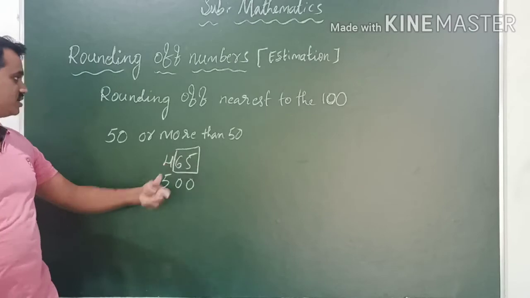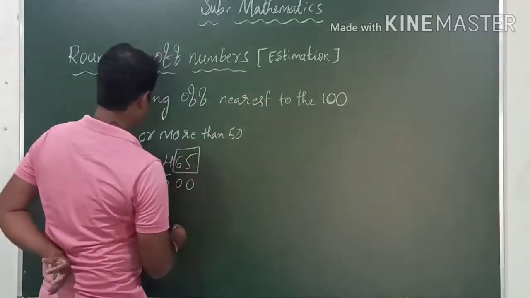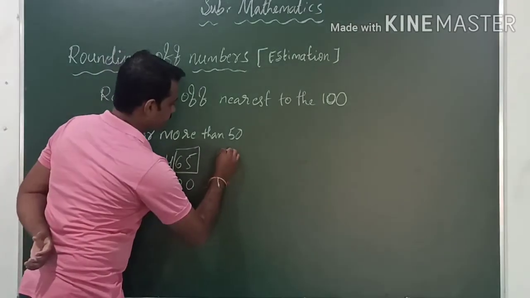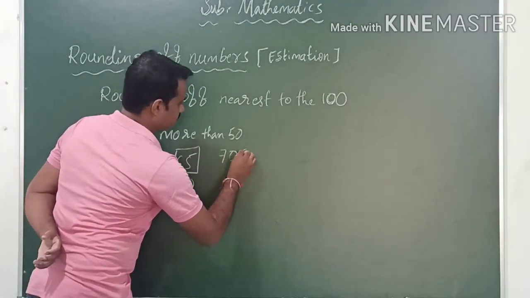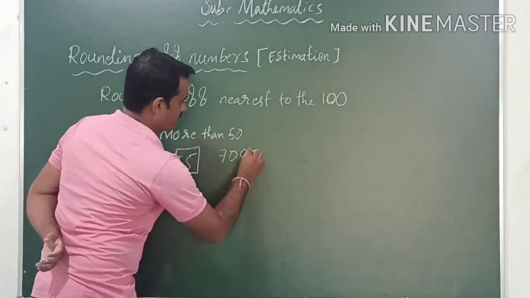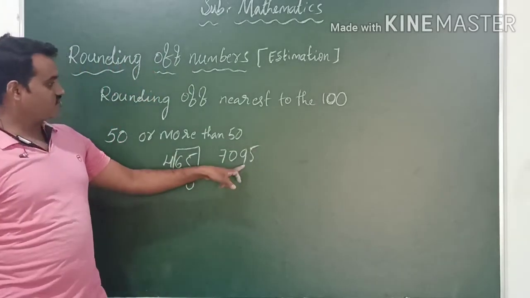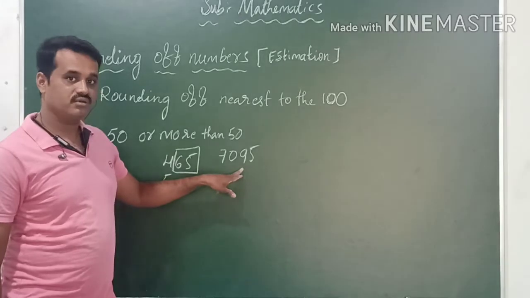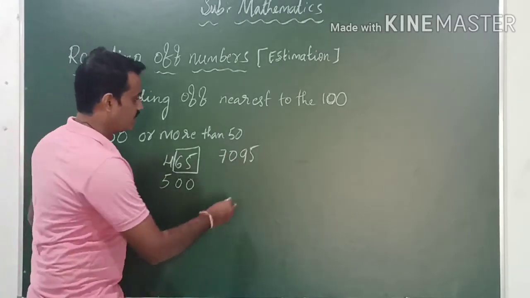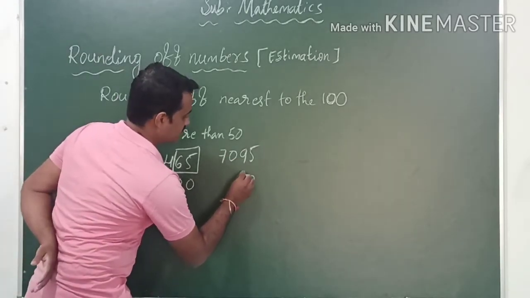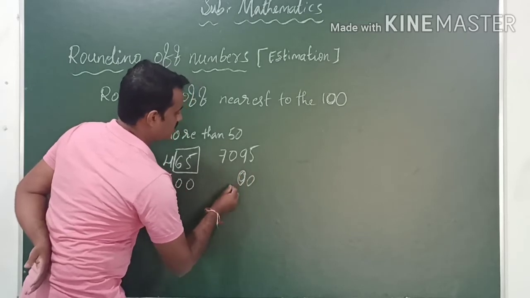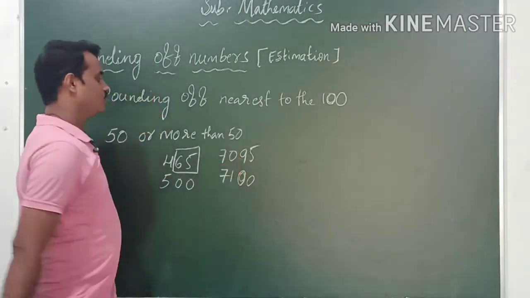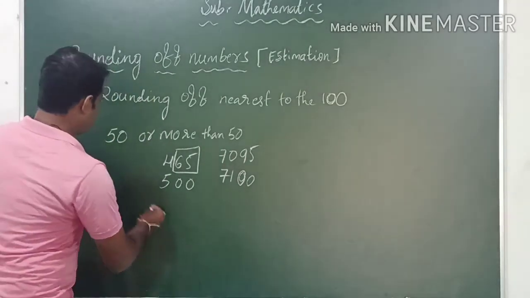Listen, one more example I will show you on the basis of 50 or more than 50. 7095. It is also more than 50. Then the ones place and tens place will become 0 and in the 100 place you have to add one number. So 7100.